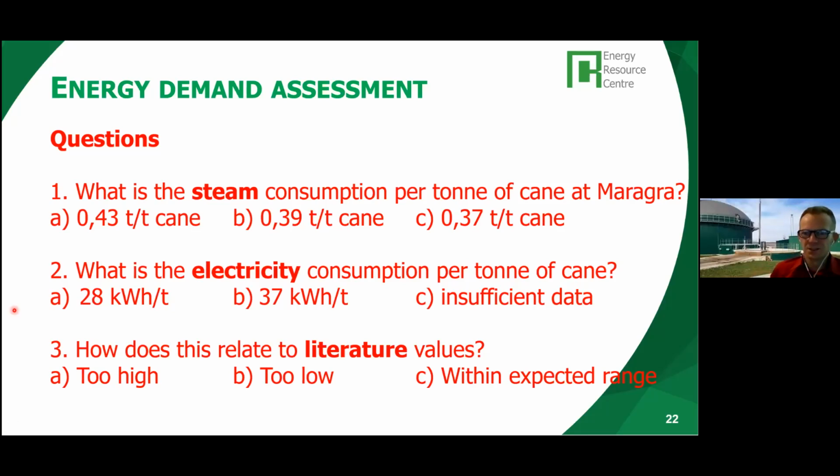Okay, thanks, Carlos. Actually, the solution of number 1, we saw that the steam consumption was 84 tons per hour, and we saw that the cane intake was 230 tons per hour. And if you divide the two, then you arrive at 0.37 tons. So that's if we go back to the previous screen.